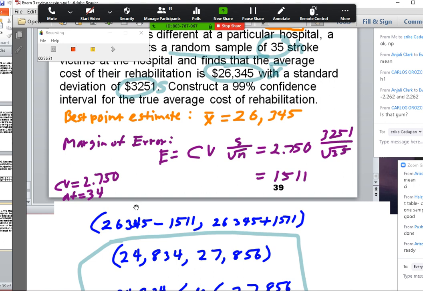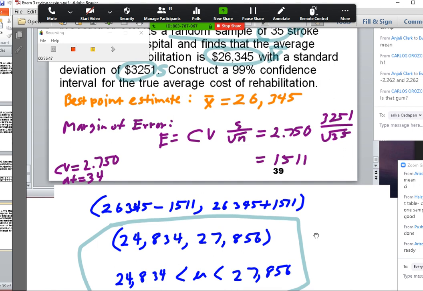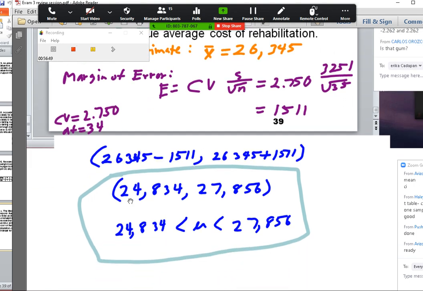Now my confidence interval is going to be my x bar plus or minus my error. So my x bar, 26,345, minus my error, 1511, and my x bar plus my error. If we subtract that, we get 24,834, and if we add this, we get 27,856. You can either write it with parentheses and a comma between them, or you could write it where you have the lower limit less than mu less than the upper limit. Either one's fine. If it's a proportion, then p would go inside there, but since this is a mean, then mu goes inside there.